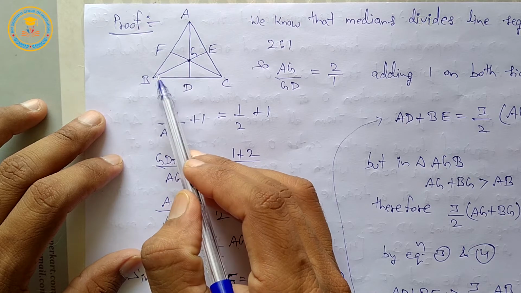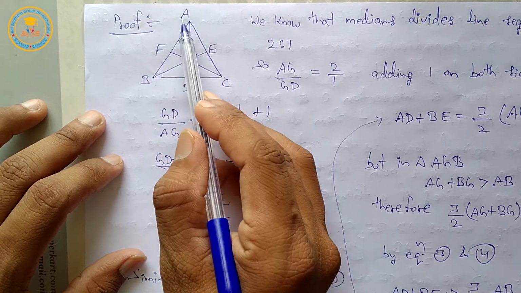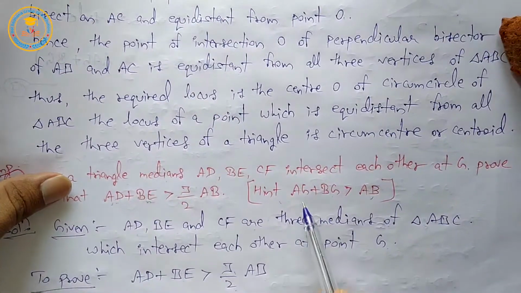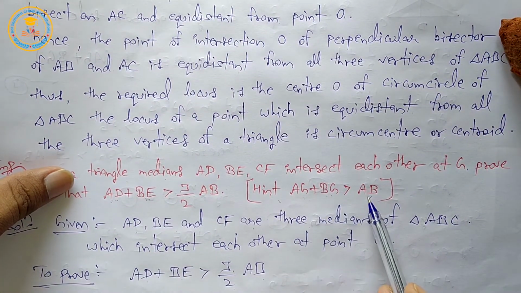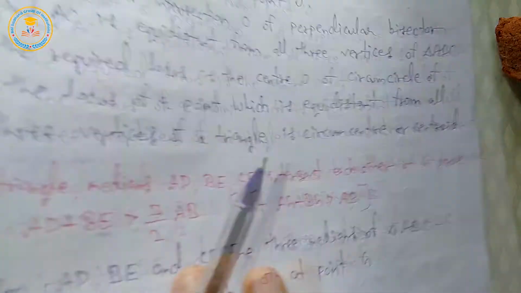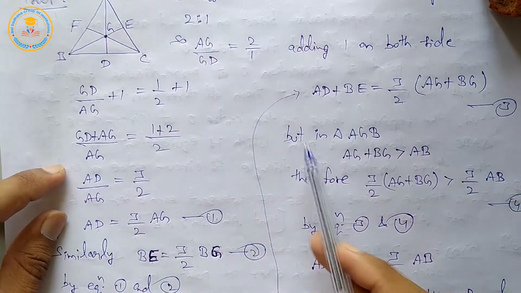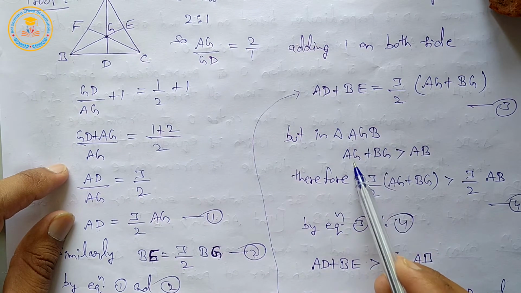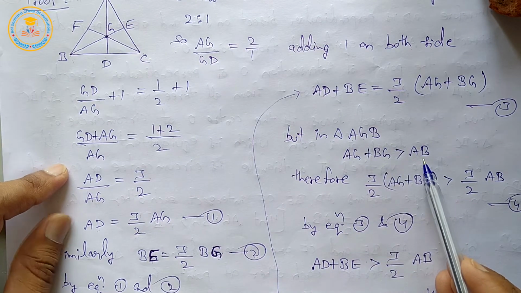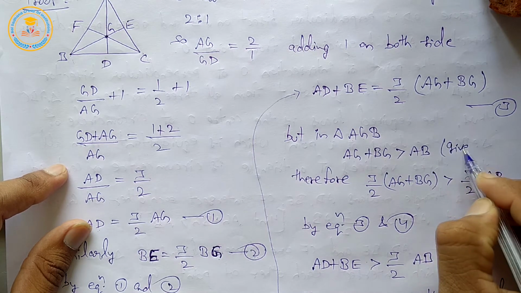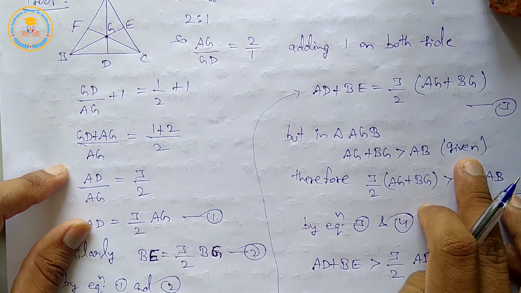Therefore, on the right hand side 3 by 2 stays as it is, and AG plus BG is greater than AB. So 3 by 2 into AG plus BG is greater than 3 by 2 into AB. This is equation number 4.